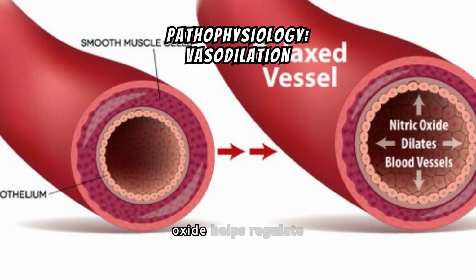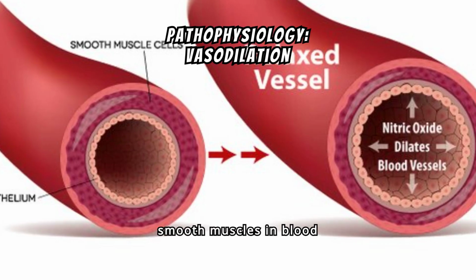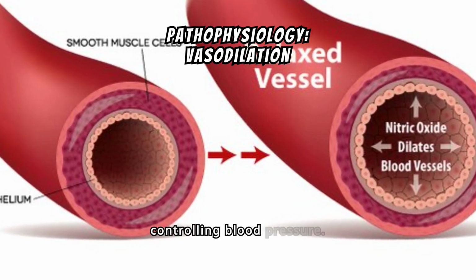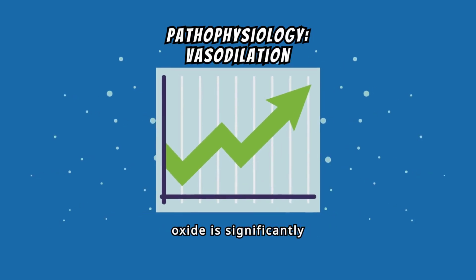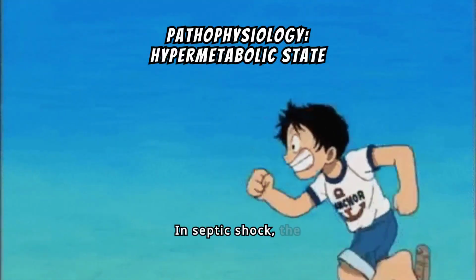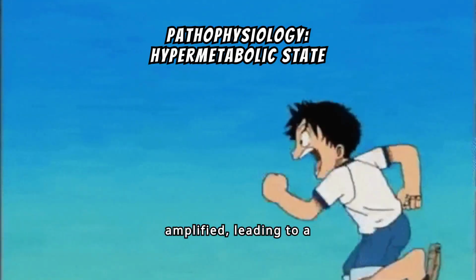Normally, nitric oxide helps regulate vascular tone by relaxing the smooth muscles in blood vessels, which is essential for controlling blood pressure. However, in sepsis, the production of nitric oxide is significantly increased. In septic shock, the body's response to infection is significantly amplified, leading to a hypermetabolic state.